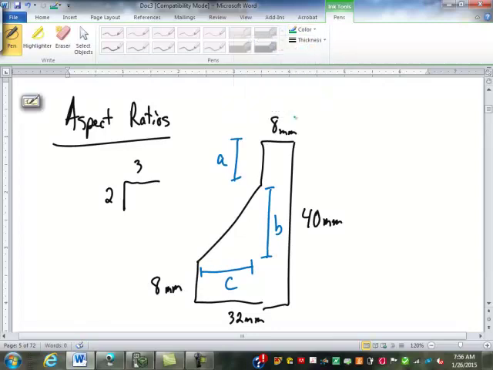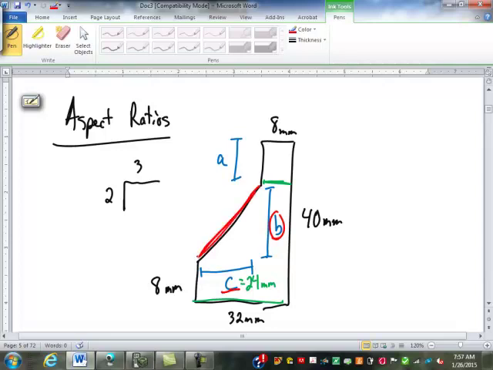Now looking at this, there's one of those dimensions, A, B, or C, that we can find right away without doing much of anything. Can you tell me which one it is? C, how do you find it? Yeah, it's 32 all the way across here. It's 8 across here. If we subtract 32 minus 8, what's left over has to be C. It has to go the rest of the way across. So what's that going to become? 24 millimeters. Perfect.